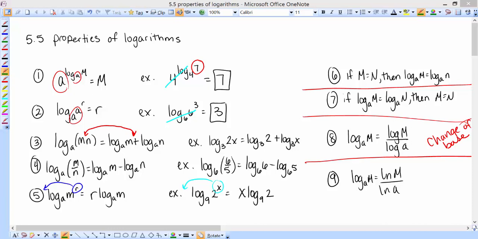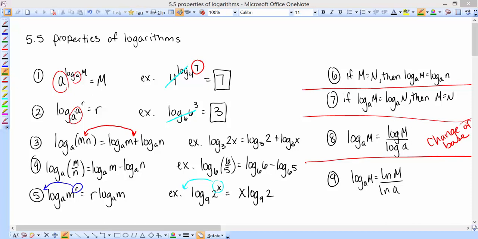So we do have several properties to use with logarithms, which allow us to expand a log so it's easier for me maybe to solve, or to condense a log. So instead of having 2 or 3 logs being added or subtracted, I will only have 1, which may make it easier for me. So properties to keep in mind.